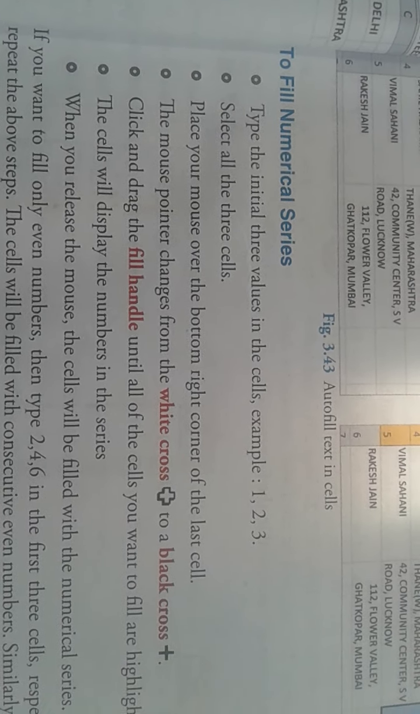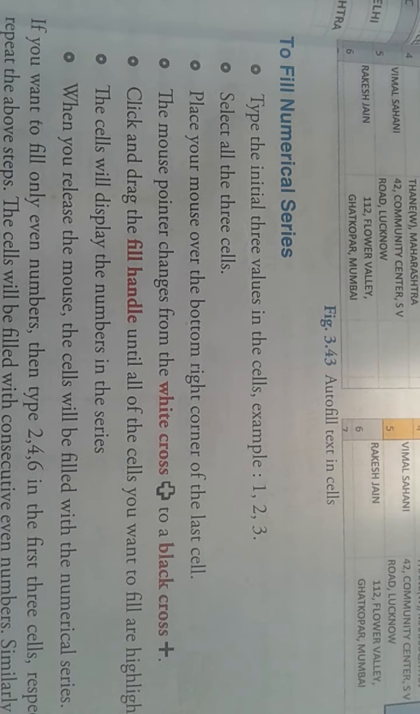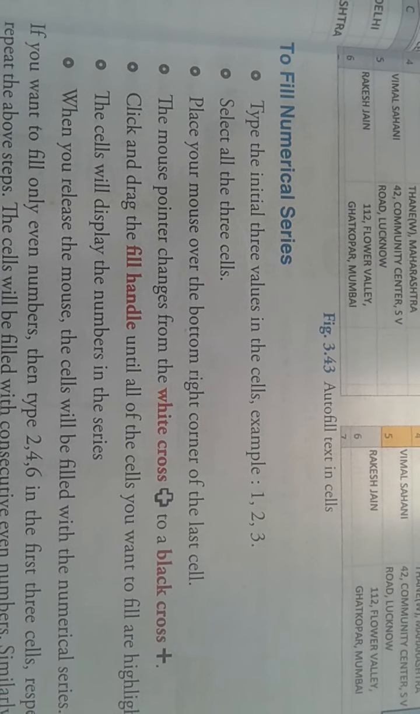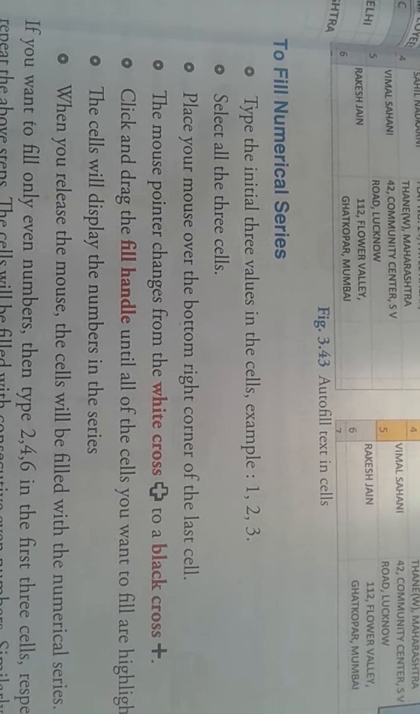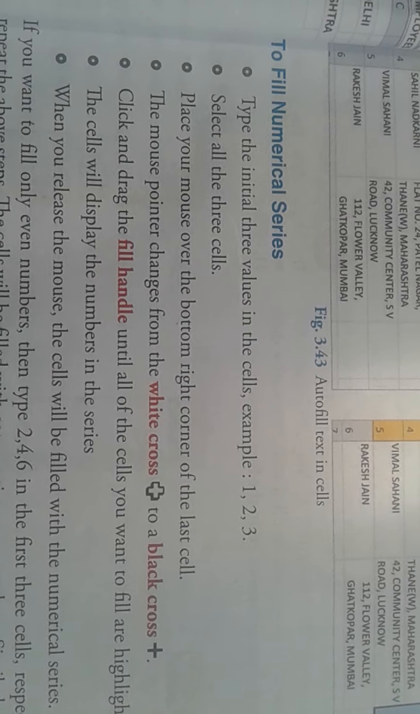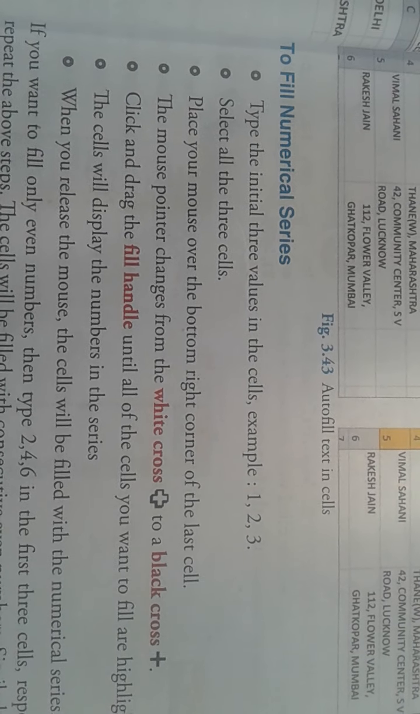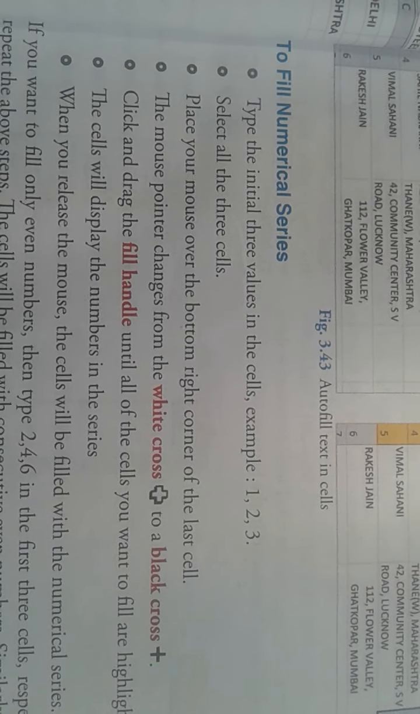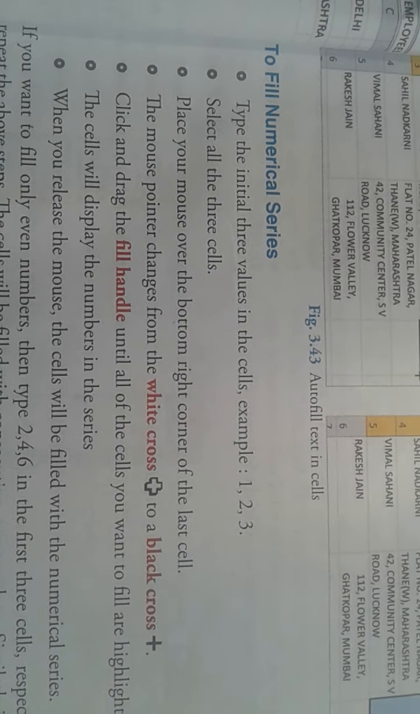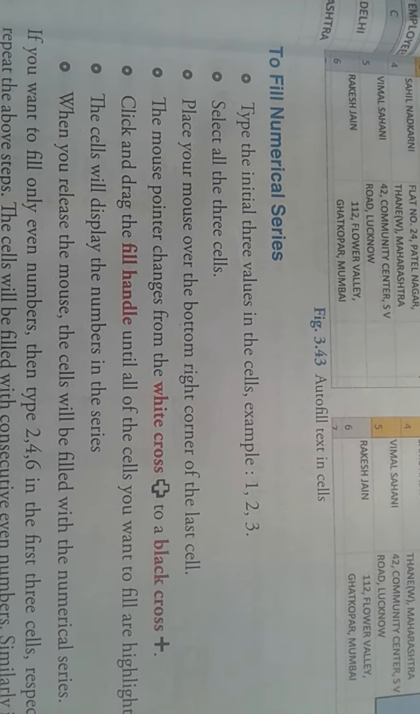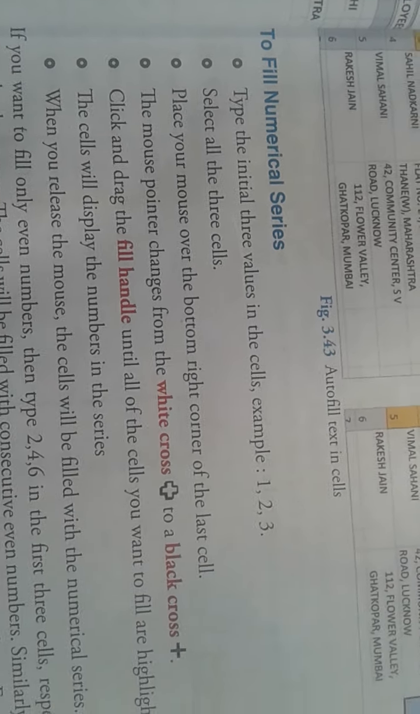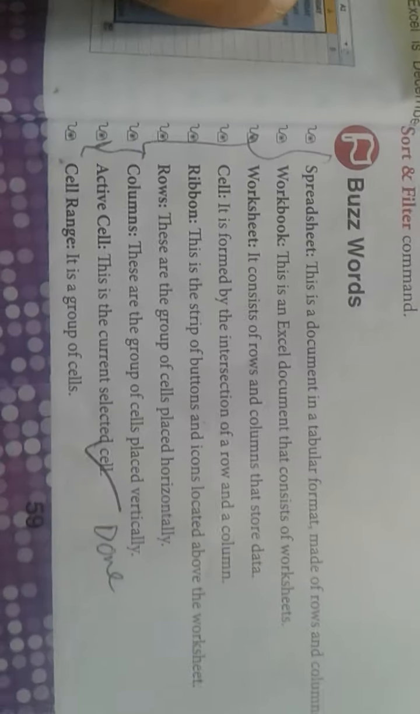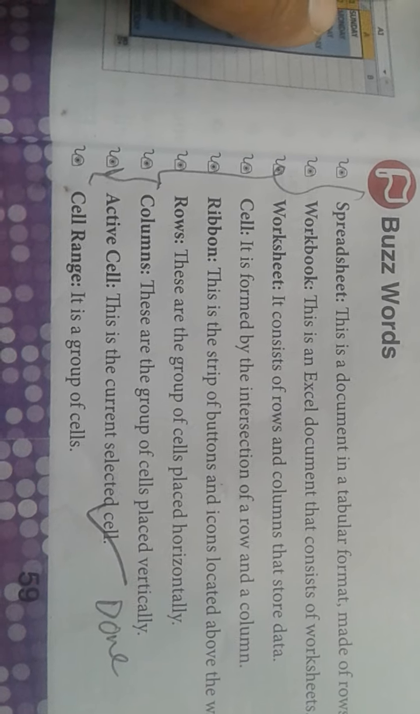If you want to fill only even numbers, then you have to type 2, 4, 6 in the first 3 cells respectively and repeat the above steps. The cells will be filled with consecutive even numbers. Similarly, if you want to fill any series, type the first 3 numbers of the series and continue as above. Excel recognizes the pattern of the series from the first 3 entries. That's it. So this one is the method, right? So now moving forward, sorting data.